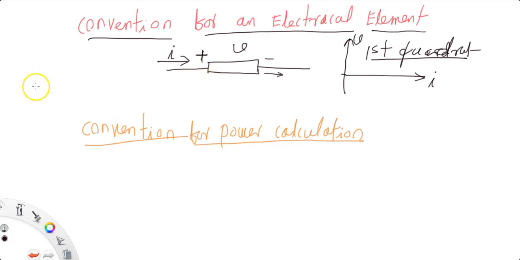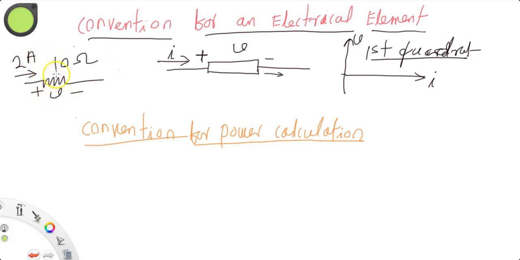For example, if I ask you, say a resistor of 10 ohm, and let's say 2 ampere of current flows through it. What is the value of V, and what is the value of V1? According to the convention, V will be equal to 10 into 2, that is 20 volt, and V1 will be the negative of V, which is minus 20 volt.